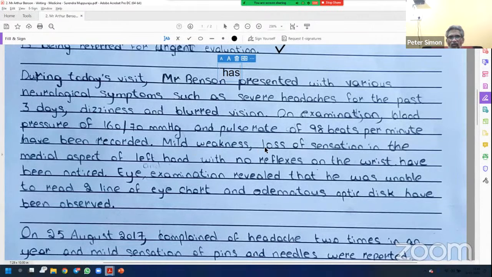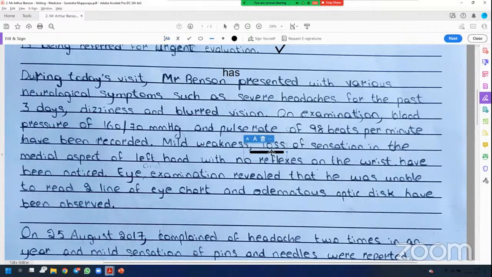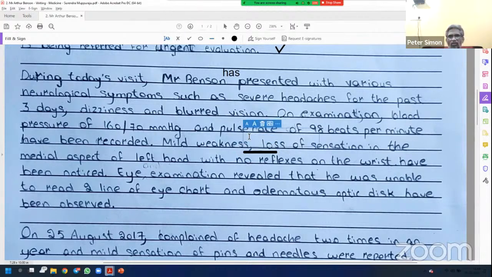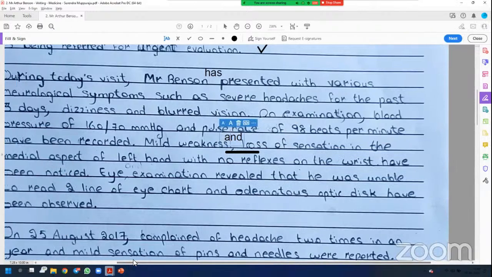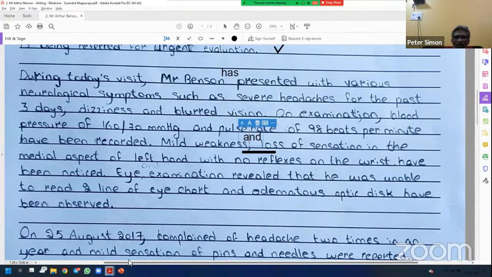Mild weakness, loss of sensation in the medial aspect of the left hand with no reflexes on the wrist have been noticed. You have written have, very good. But how many things are there here? You have said plural. It's a mild weakness and loss of sensation and no reflexes, three things. So you are writing two things or three things? Two things. So where is the and in between? Is it a mistake or not? Yes. Mild weakness and loss of sensation in the medial aspect of the left hand. Be careful.